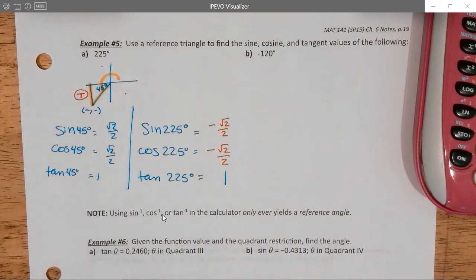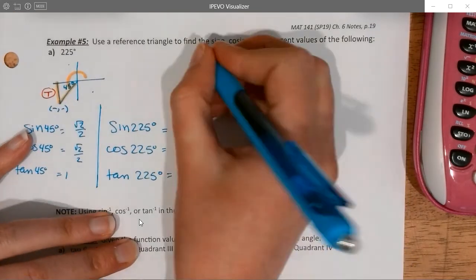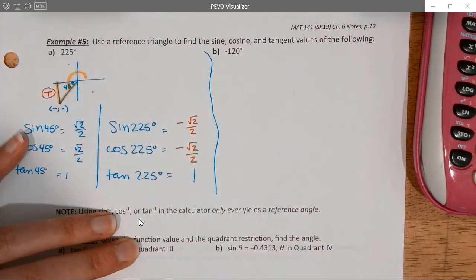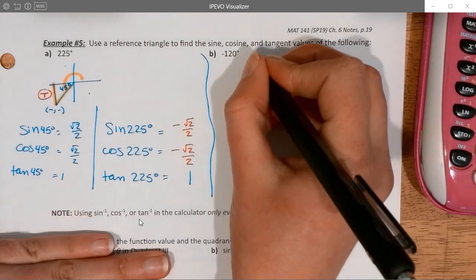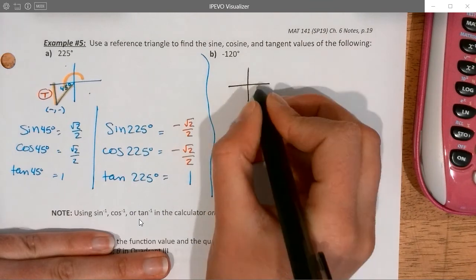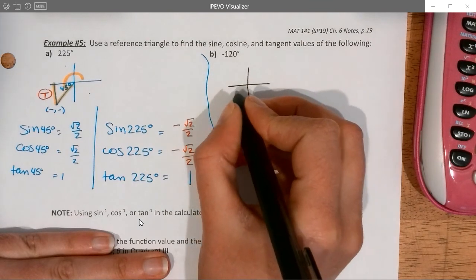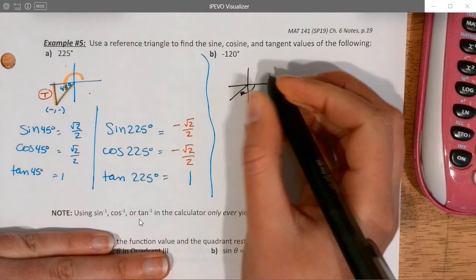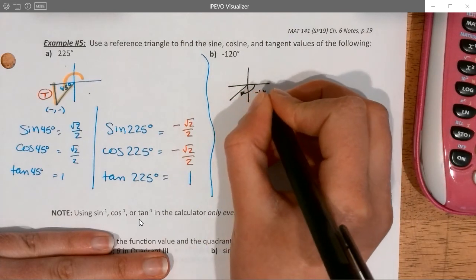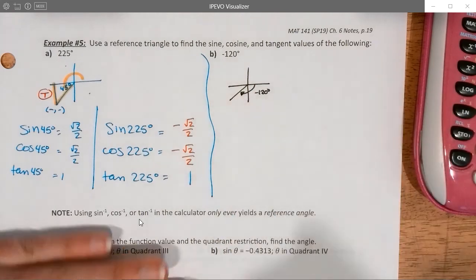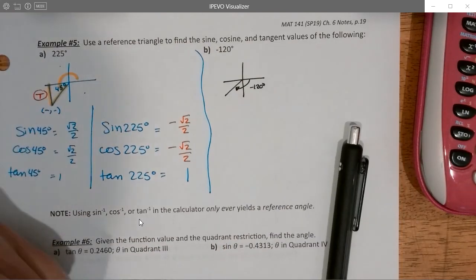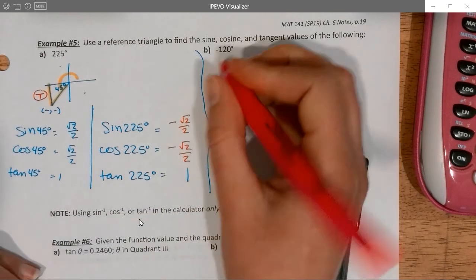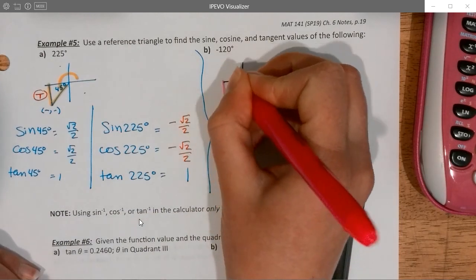Let's try it again. The next one, the angle in question is negative 120 degrees. So what quadrant would that be in? So first, a quick little sketch. Negative 90, negative 180. So we are in quadrant 3 again. Okay, that's negative 120 degrees. Find its reference angle. Its reference angle is going to be the triangle that goes up to the x-axis. So that's the reference angle.